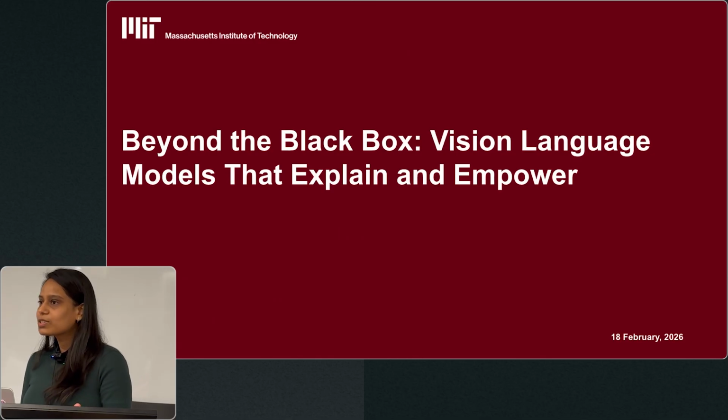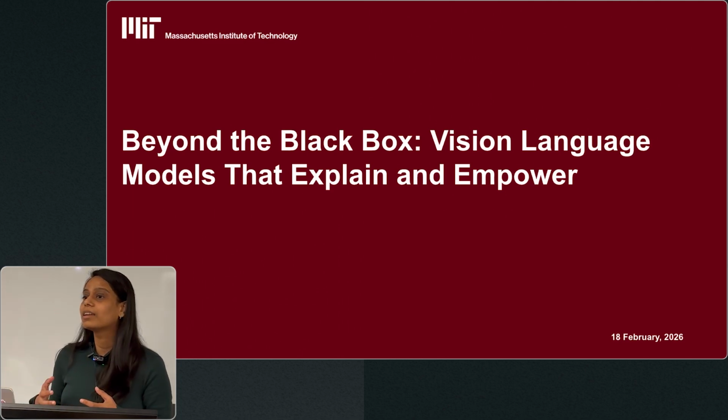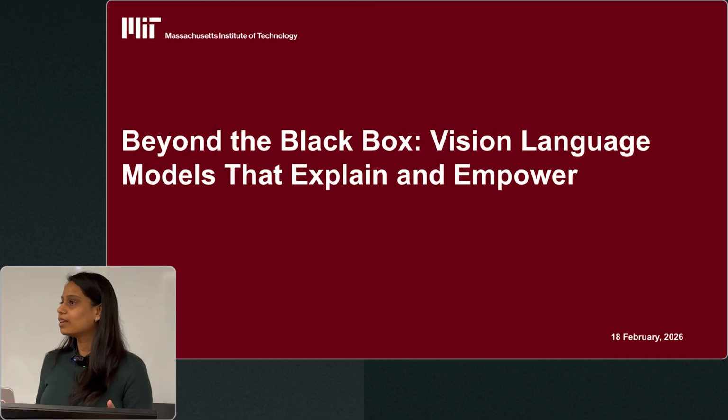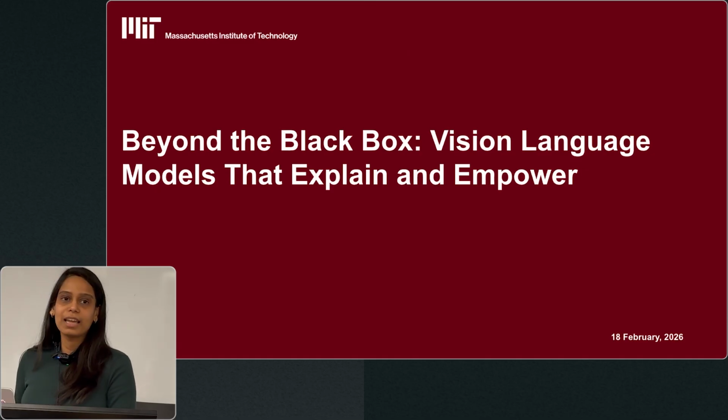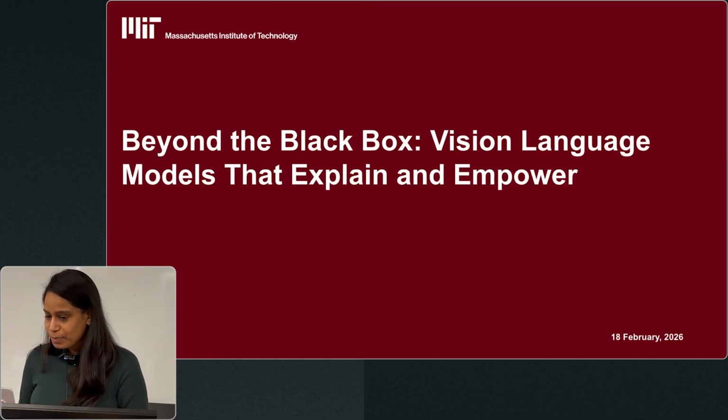So today's talk is going to focus on something where we want to improve the model capabilities, but we also want to examine how it affects us as humans. So I'm calling this talk Beyond the Black Box, Vision Language Models that Explain and Empower.